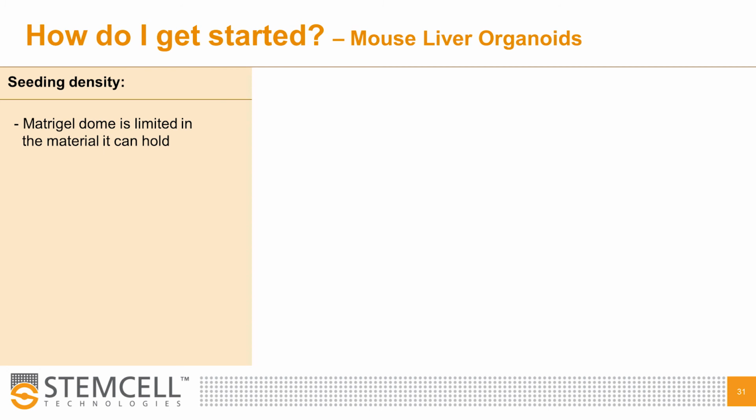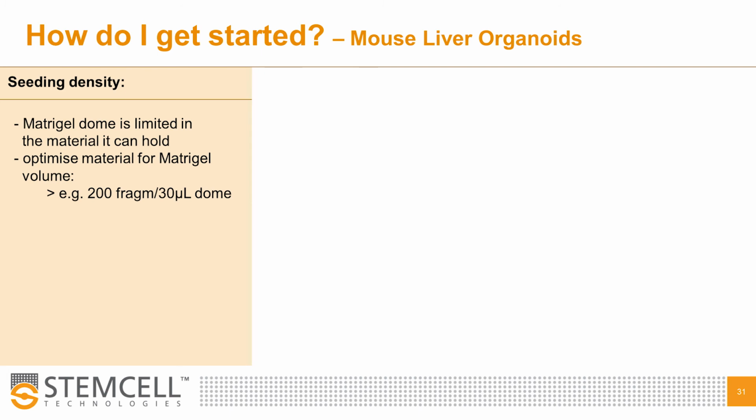Before we finish off, I would like to discuss 3 pieces of advice that are helpful to keep in mind when culturing liver organoids, especially if you're new to this technique. The first one is pertinent to the seeding density. The matricial dome is limited in the material it can hold, and it is therefore important to optimize the material that is embedded in a given matrix volume.